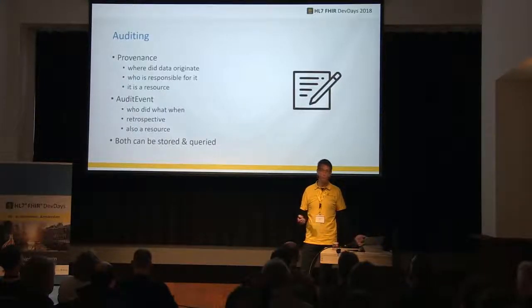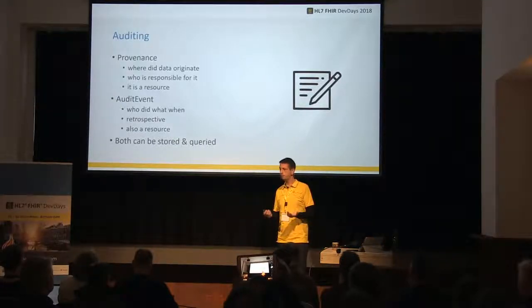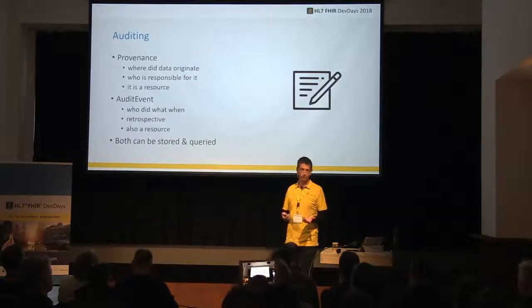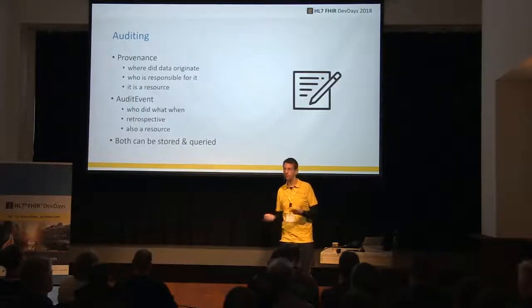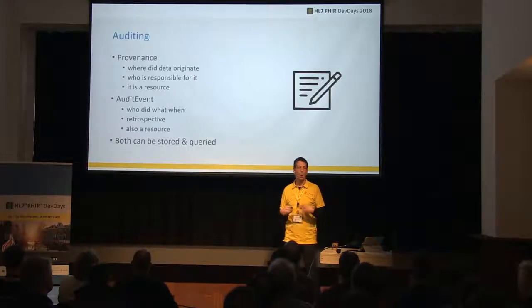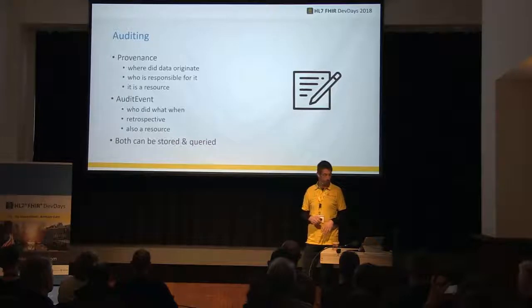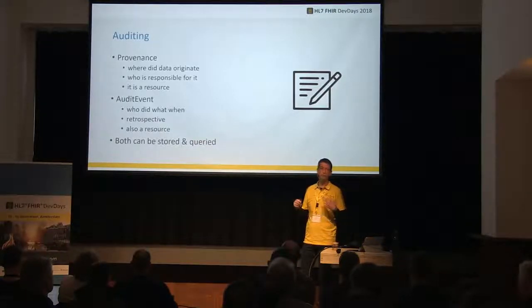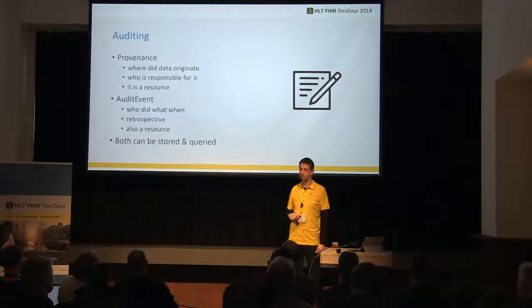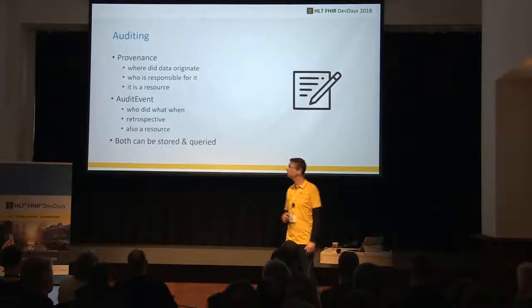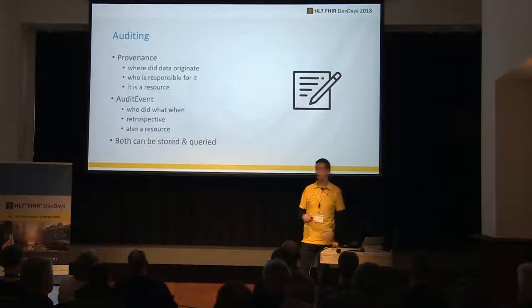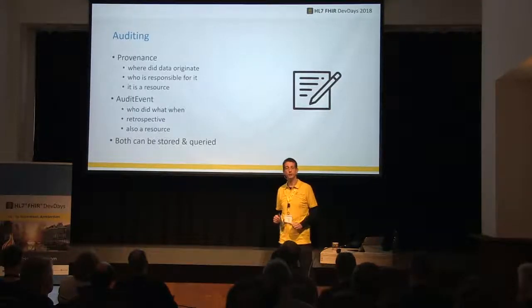Auditing, what happened on my server? Two important resources, provenance and audit event. A provenance resource is provided by the user of the FHIR server, and it comes with other data to tell where it came from, what it originated from, who's responsible for it, etc. An audit event is typically created by the server itself to record what happened. It's like a complex way of logging, but a way that you can afterwards query in the same way that you query all the other resources. So that's useful.